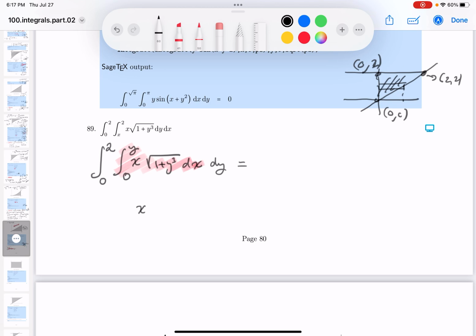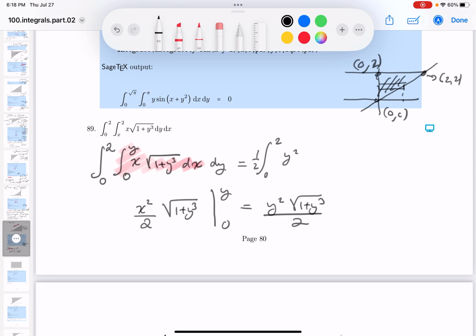It's going to be x squared over 2, the root of 1 plus y cubed, evaluated from 0 to y. And this is the x value, by the way. What do you get? y squared, 1 plus y cubed over 2. And if I plug in 0 for x, I just get 0. So let's write this down, 0 to 2. I'm going to pull out the half, and you get y squared root of 1 plus y cubed dy now.